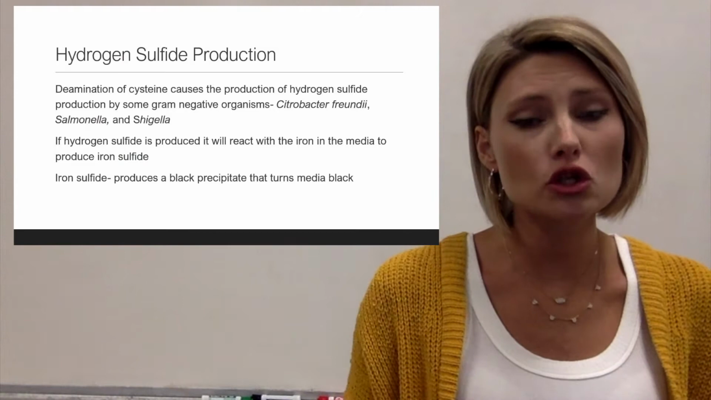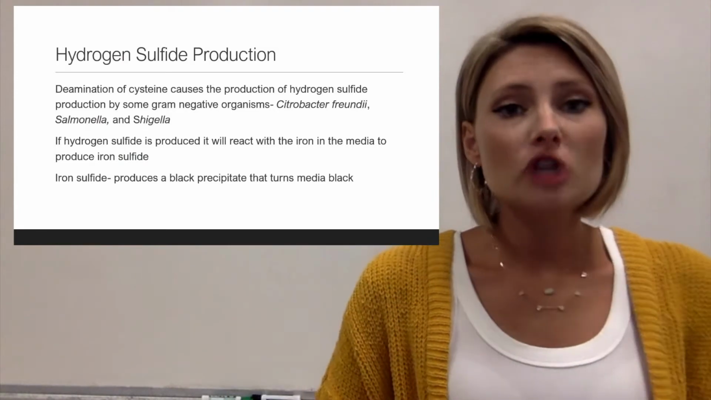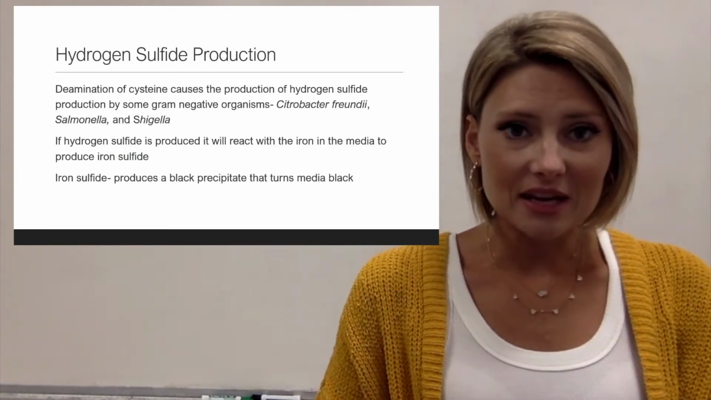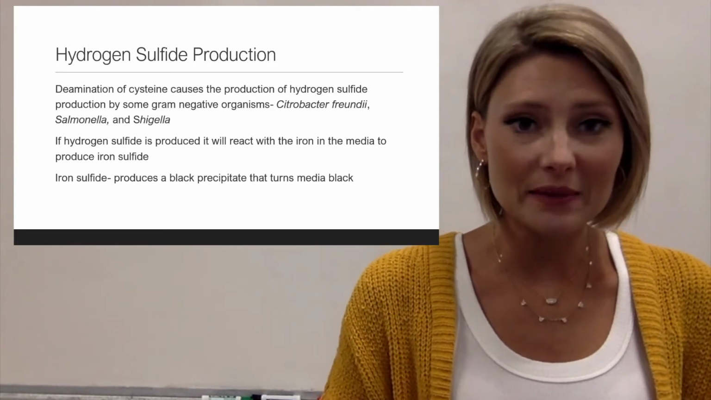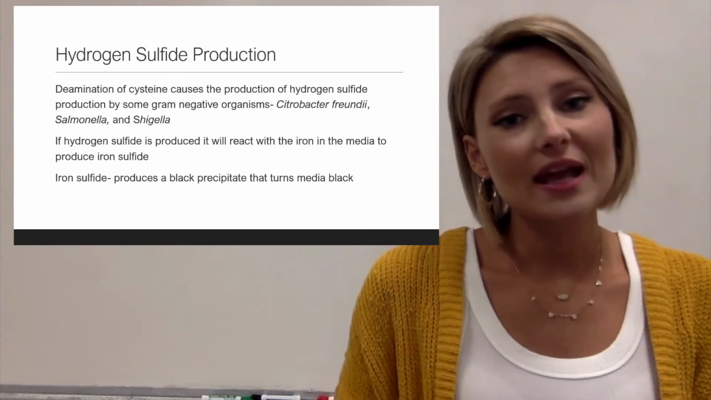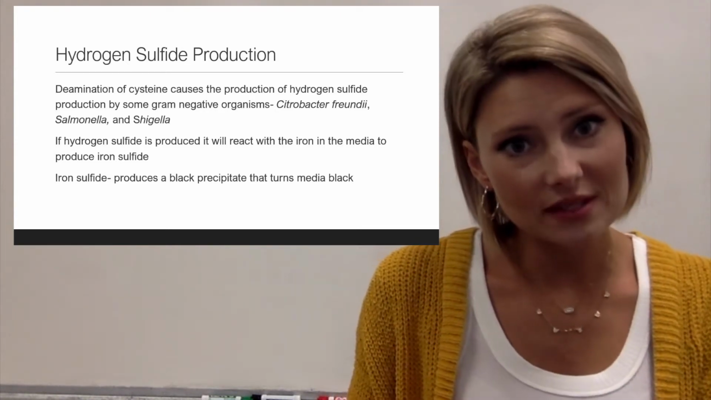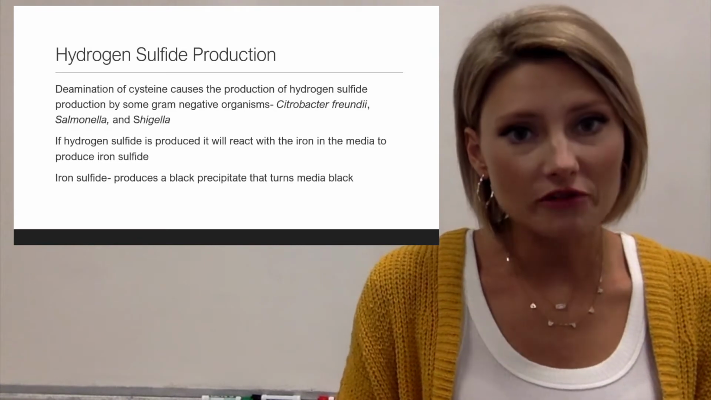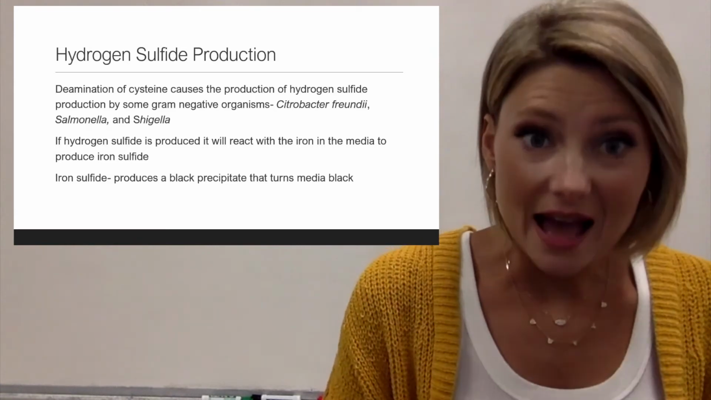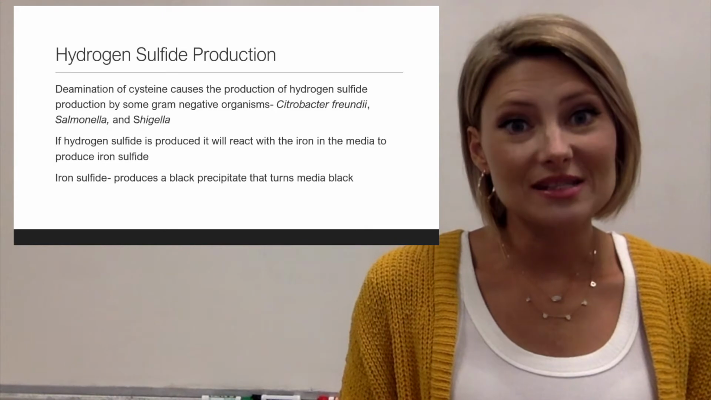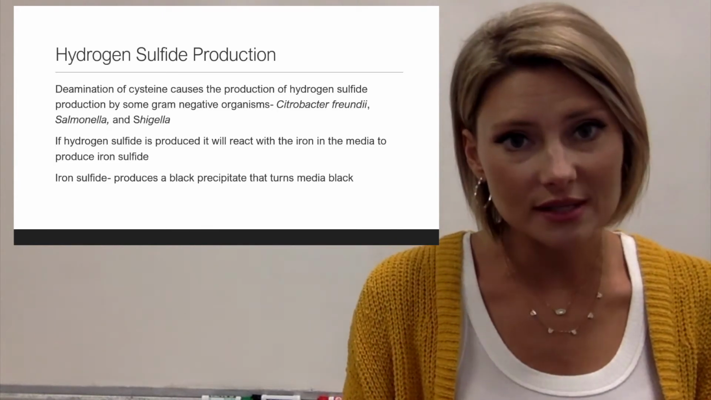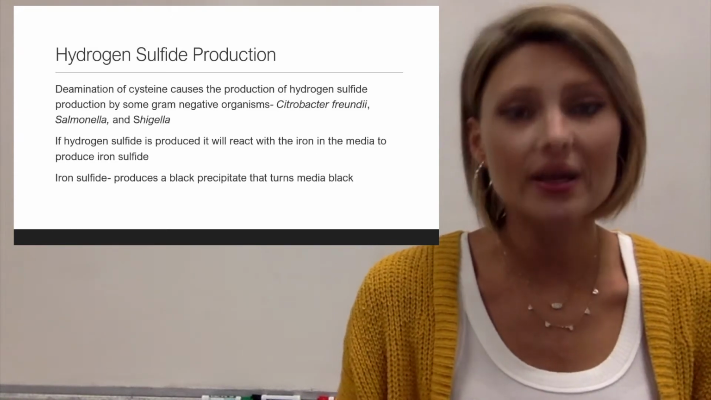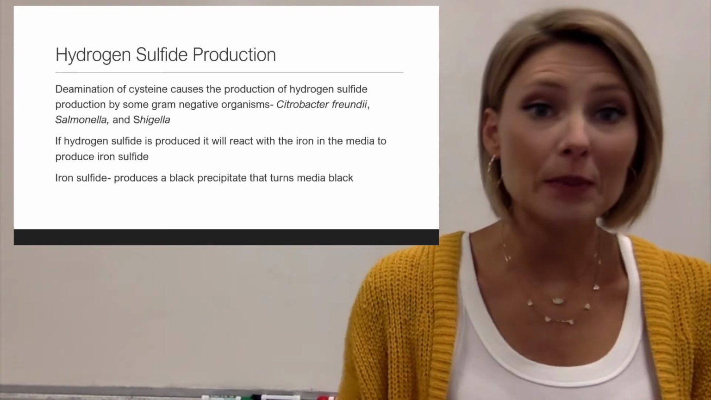The third and last part of the SEM stab is looking at hydrogen sulfide production. So tryptophan is not the only amino acid that's in the media. There's also cysteine. And so some bacteria can take that cysteine and deaminate it, and when that occurs, it reacts with sodium thiosulfate that's in the media and produces hydrogen sulfide. Hydrogen sulfide is a gas, however, so we wouldn't really be able to see it. So when hydrogen sulfide is produced, it reacts with the iron that's in the media and produces iron sulfide. Iron sulfide produces a black precipitate.